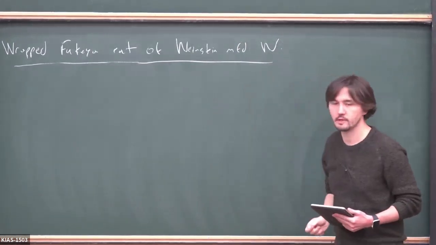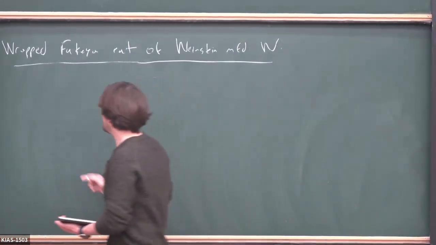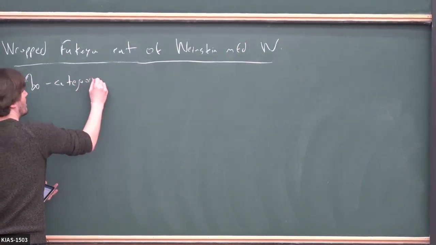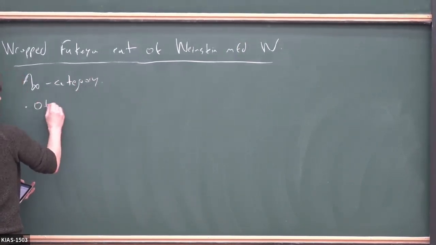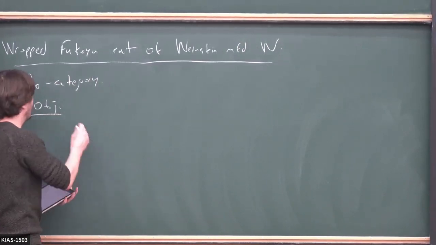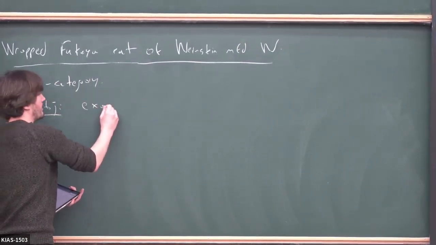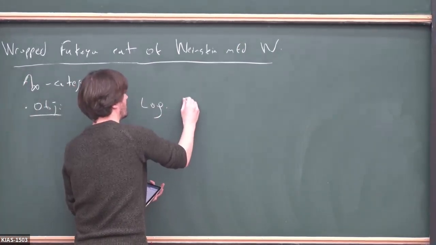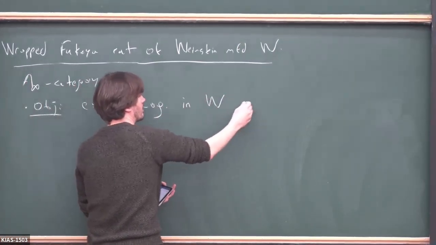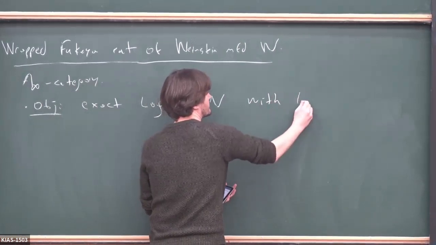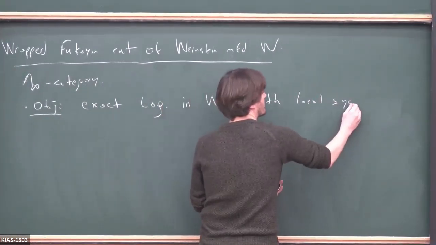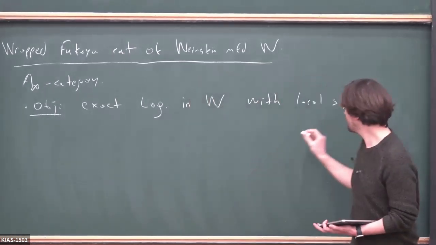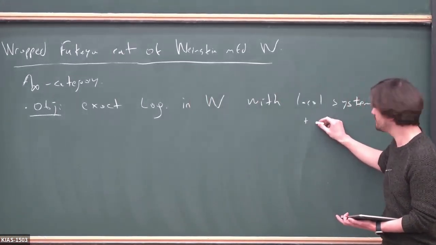So this W is now a Weinstein manifold, so it's an infinity category in general. Objects are some exact Lagrangians inside W, which you equip with local systems on them, and more stuff, but I won't talk about them.